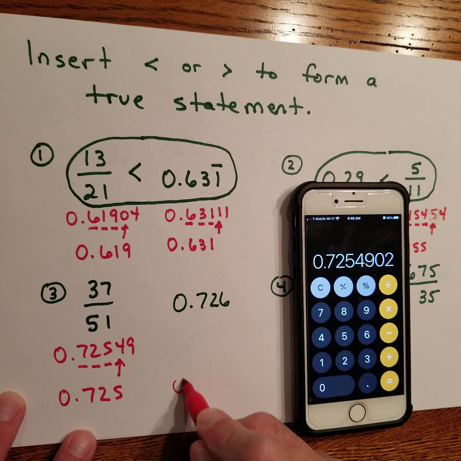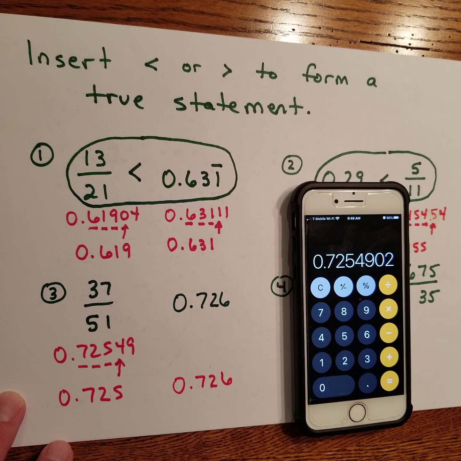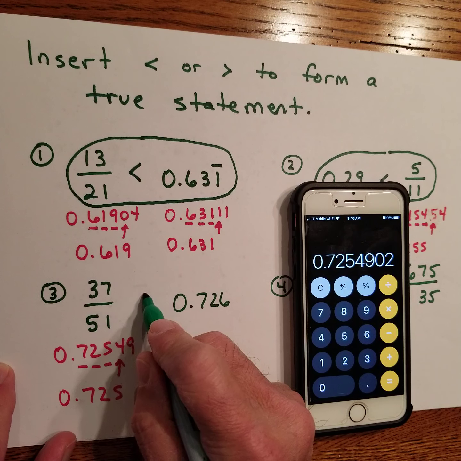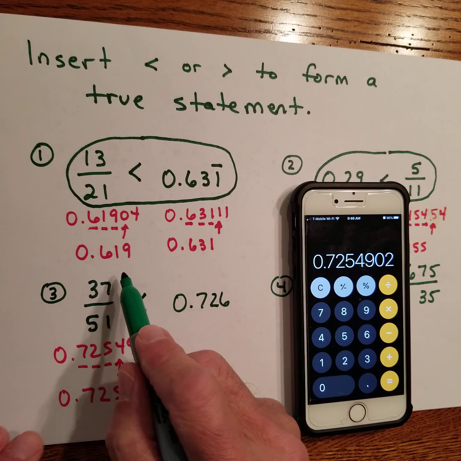We're comparing that to 0.726. This one already has 3 place values. Leave it just like that. And it's easy to compare. 725 is smaller than 726. So 37 over 51 is less than 0.726.